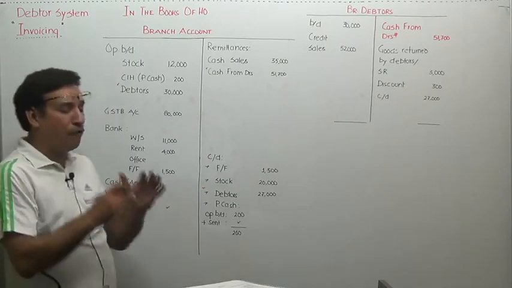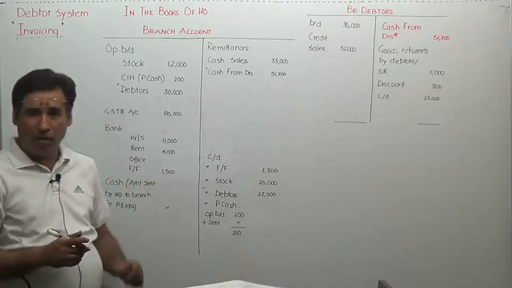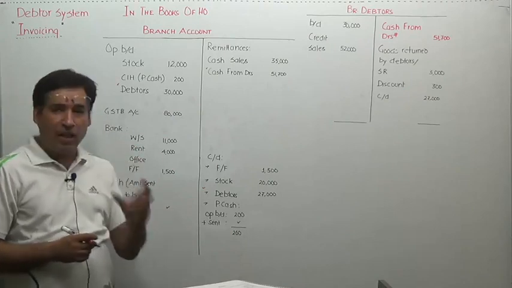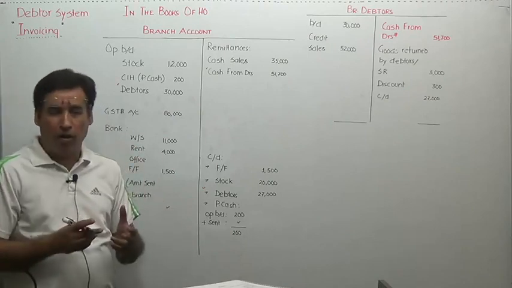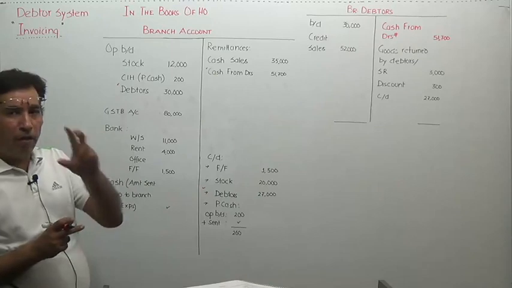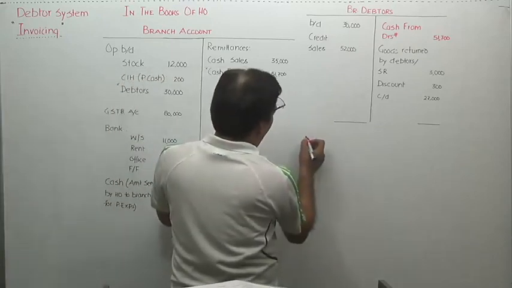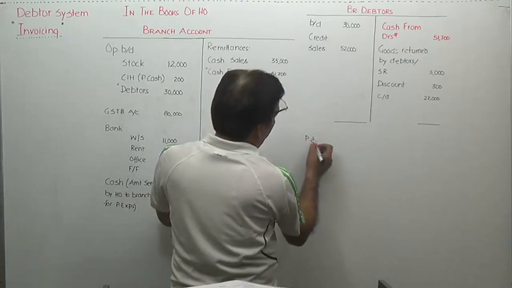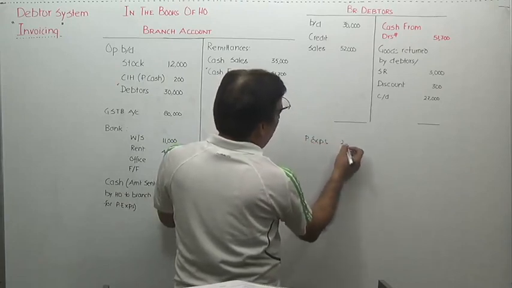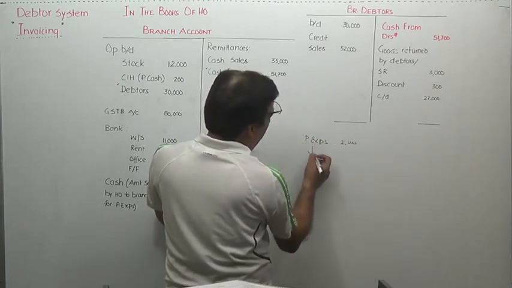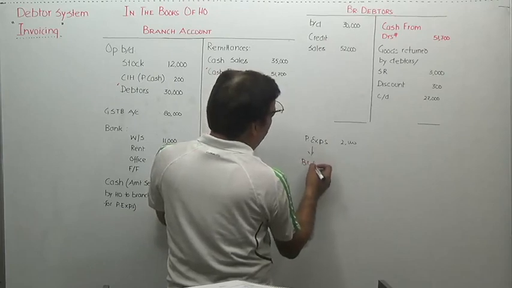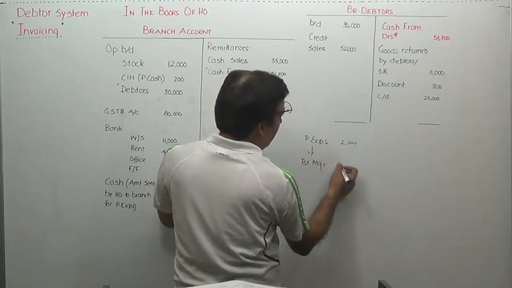Now, we have to look into the question to find out whether any petty expenses have been given or not. It could be given two ways. Either it could be given this way round, that petty expenses 2000, or it can be given this way round, that branch manager's expenses 2000.